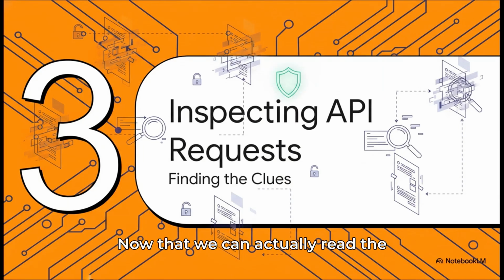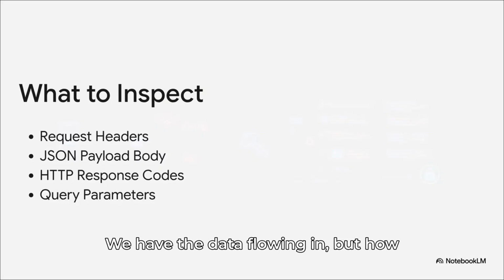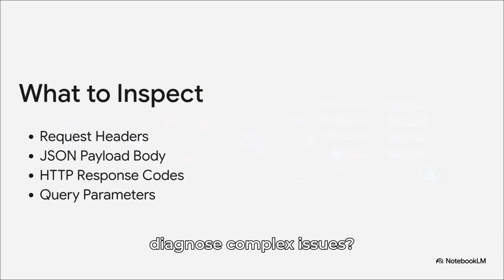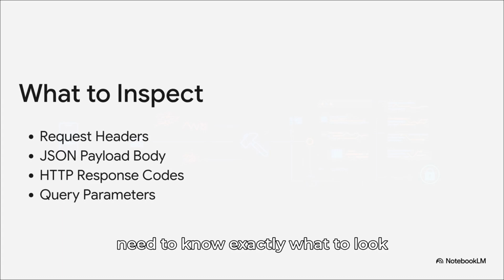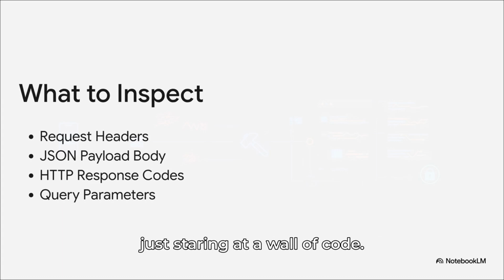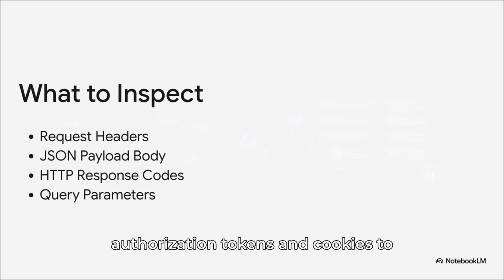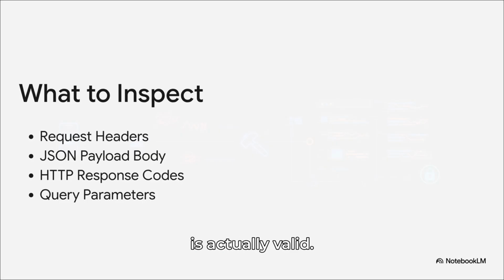Now that we can actually read the traffic, let's jump to Section 3, Inspecting API Requests, Finding the Clues. We have the data flowing in, but how do we actively read it to diagnose complex issues? When you intercept an API call, you need to know exactly what to look for so you aren't just staring at a wall of code. There are 4 absolutely critical components every support engineer should check. First up, the request headers. This is where you verify authorization tokens and cookies to ensure the user's session is actually valid.